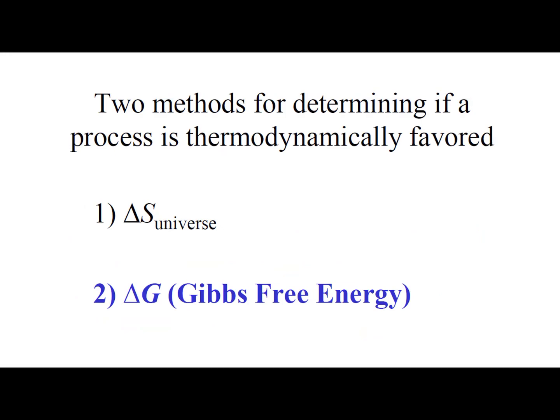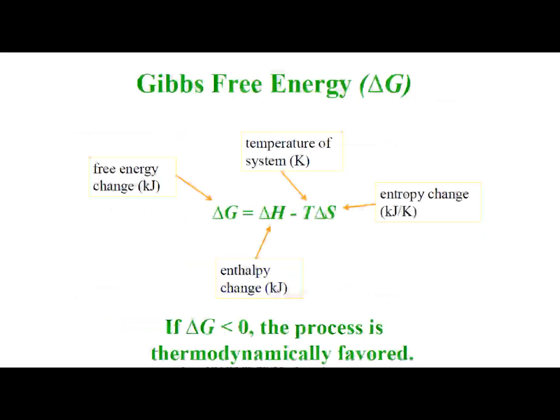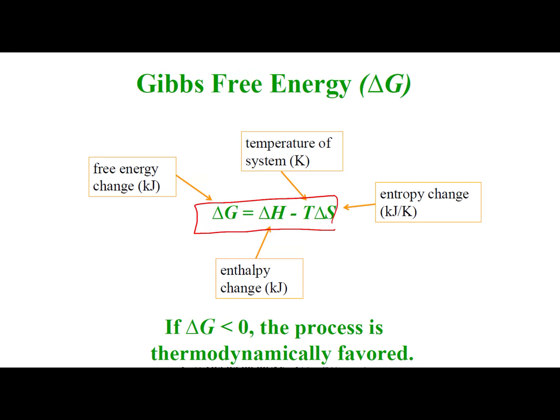Looking at our second method for determining if a process is thermodynamically favored, we're going to look at the Gibbs free energy of the system. Gibbs free energy is a formula that is on your formula sheet. It includes the enthalpy change and the entropy change of the system, so it's super important to pay attention to the units here.